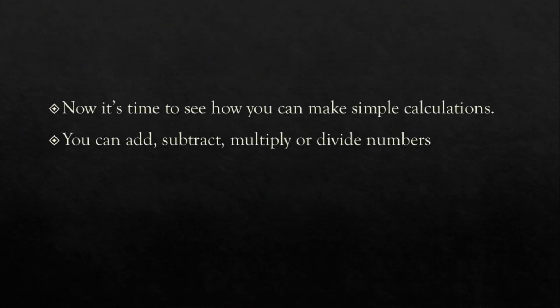Now it is time to see how you can make simple calculations using Microsoft Excel. So we have tried how to open the Microsoft Excel software, how to write numbers, how to name the cells, right? So it is time for us to do some calculations using this software. There are different types of calculations that we can do using Microsoft Excel. You can add, subtract, multiply or divide the numbers. So in today's lesson we will be discussing only addition.